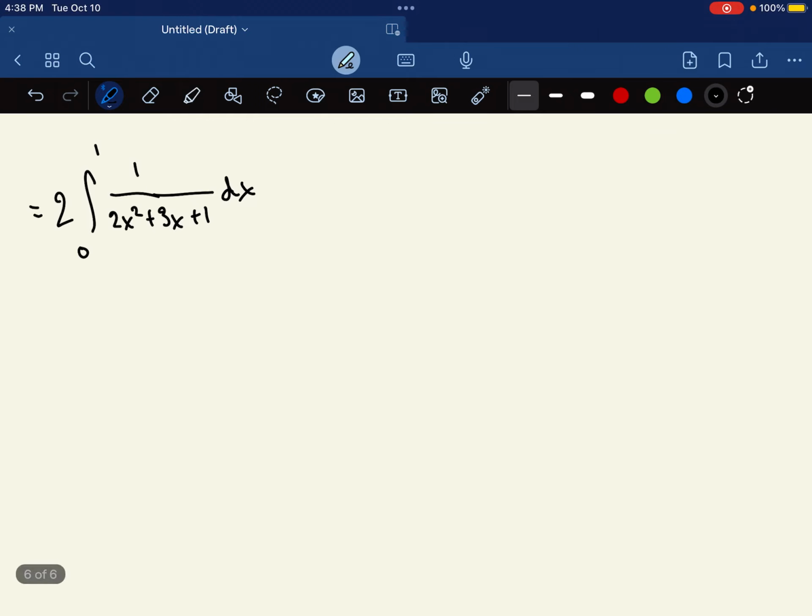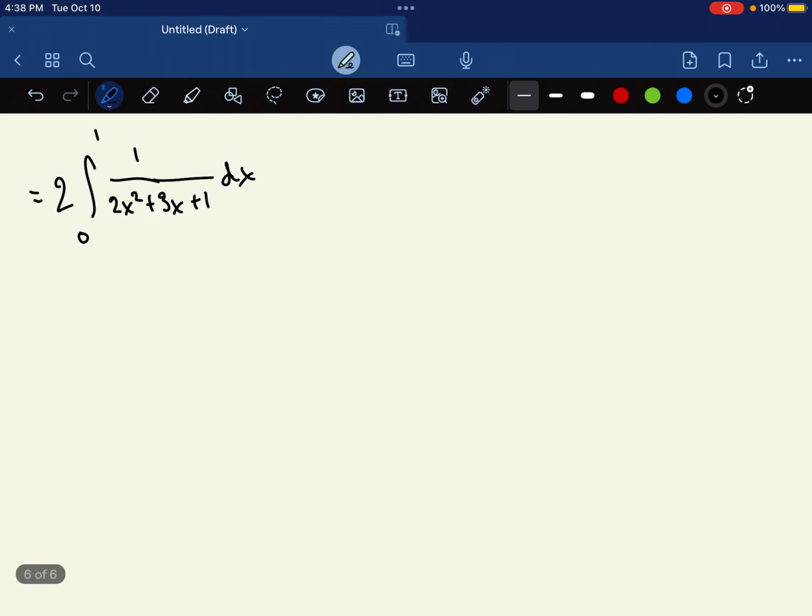Now, can the denominator be factored? Because we're trying to get into partial fraction decomposition, we need to factor the denominator if it can be, which it can, and this is going to equal the integral from 0 to 1 of 1 over (2x plus 1)(x plus 1) dx.